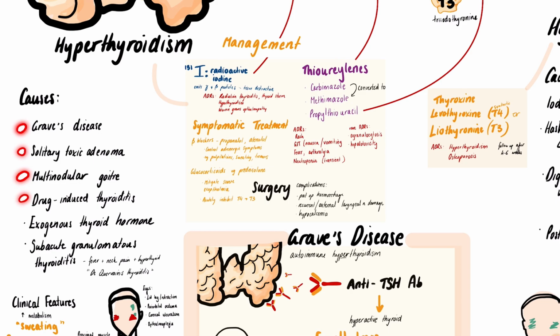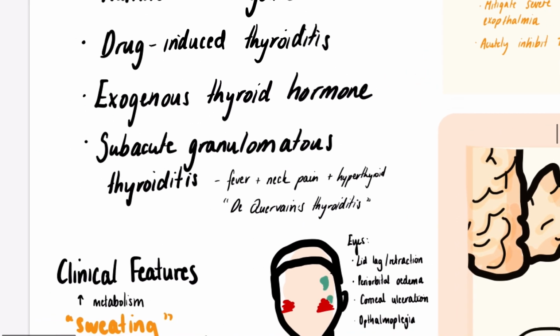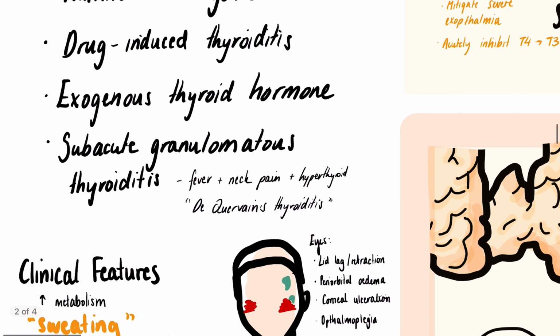You can get drug-induced thyroiditis. You can also get hyperthyroidism simply from exogenous thyroid hormone, so if you're taking exogenous thyroxine. And you can also get it from subacute granulomatous thyroiditis, which is characterized by fever, neck pain, and hyperthyroidism, also known as de Quervain's thyroiditis.